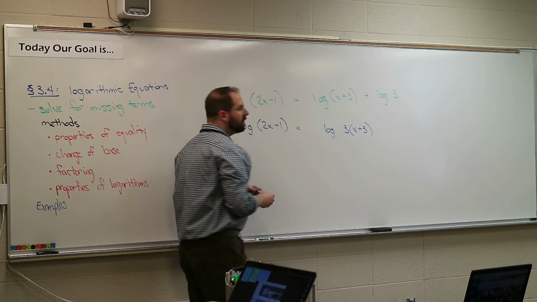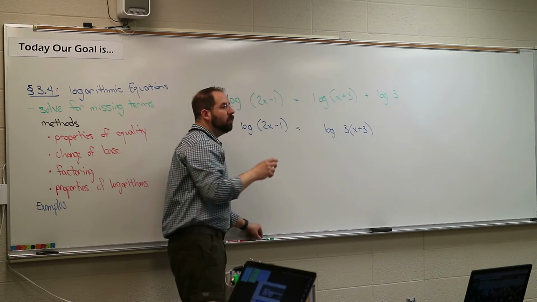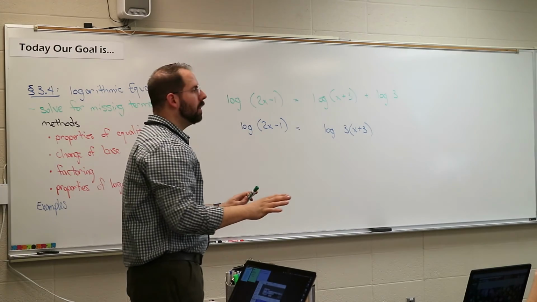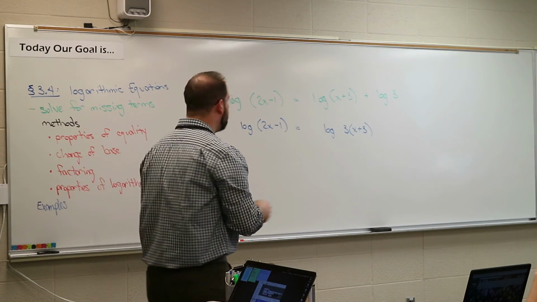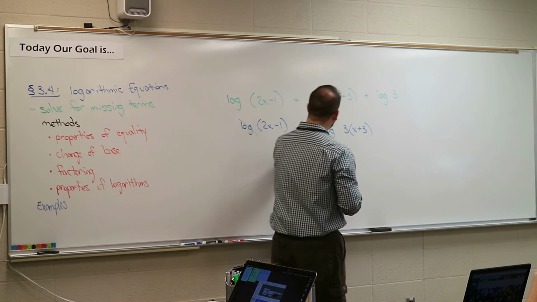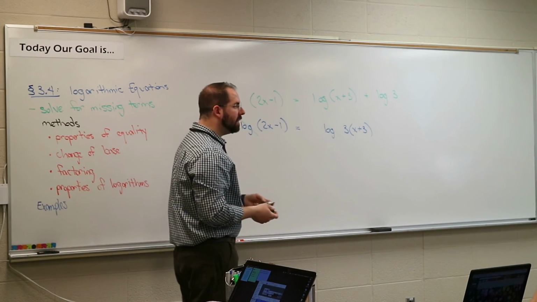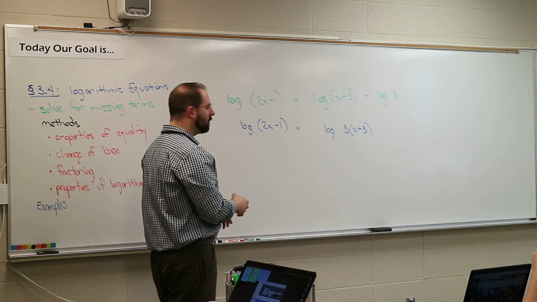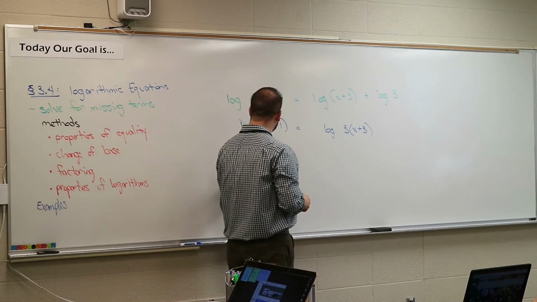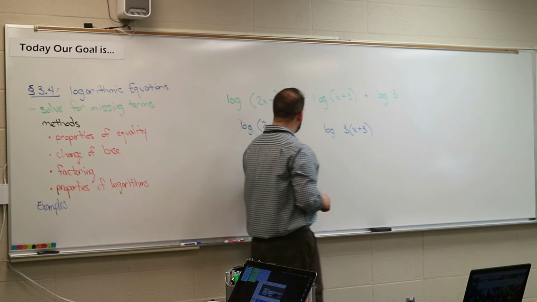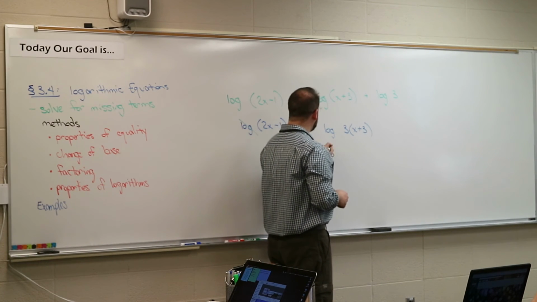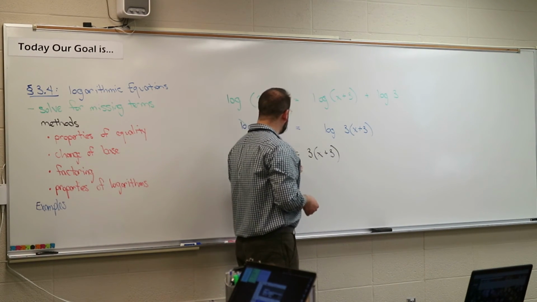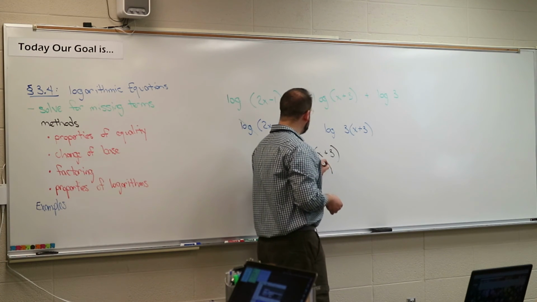Now at this point, this is the weird part. If you have logarithms on both sides and no single numbers, you can cancel out the logarithm on both sides because they have the same bases, base 10. Since there's just logarithms on both sides, you're allowed to cancel them. What I'm left with is this, and now this is an algebra 1 problem. Pretty tough one. So this is 2x minus 1 equals 3x plus 9.